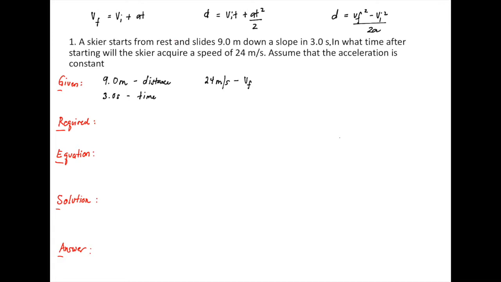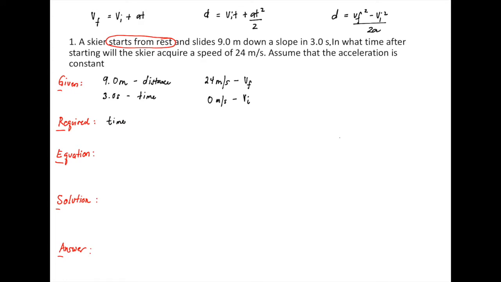Now, another thing that we should take note of is that we also have our initial velocity, and the value of that is 0 meter per second. Why? Simply because of this keyword, a skier starts from rest. And then, what is the required? The required here is in what time after starting. So therefore, the required here is time.